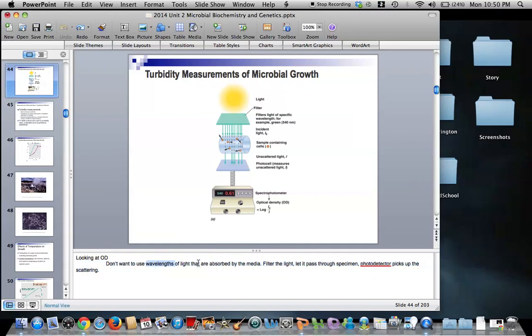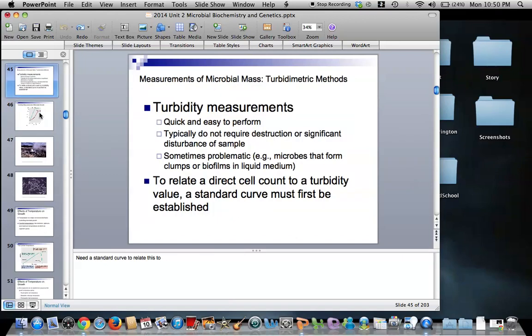So you don't want to use wavelengths of light that can be absorbed by the media. So you filter the light, then let it pass through your specimen, and the photodetector will detect it and tell you what your OD is. Next part, turbidity measurements, quick and easy, talked about it. It does not require a significant amount of the sample or destruction of it, and it does not require a lot of time or anything, so it's really convenient.